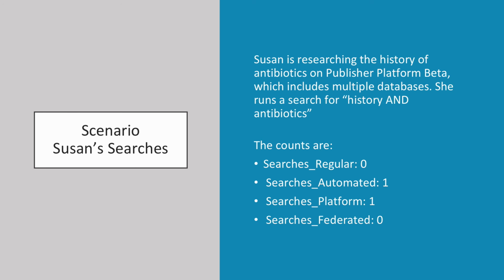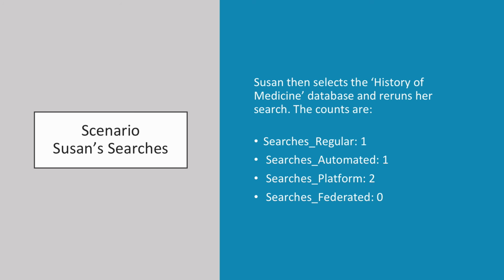By contrast, if Susan runs the same search on a different publisher platform, which includes multiple databases, she would record 0 search is regular, 1 search is automated, 1 search is platform, and again, 0 search is federated. If she were to then select the History of Medicine database and rerun her search, she would still have 1 search is automated, but there would now be 1 search is regular and 2 search is platform, as well as 0 search is federated.